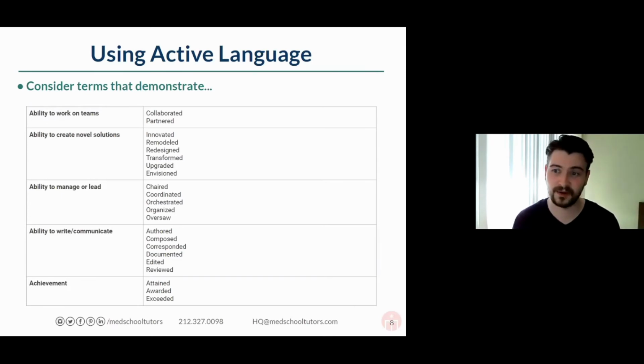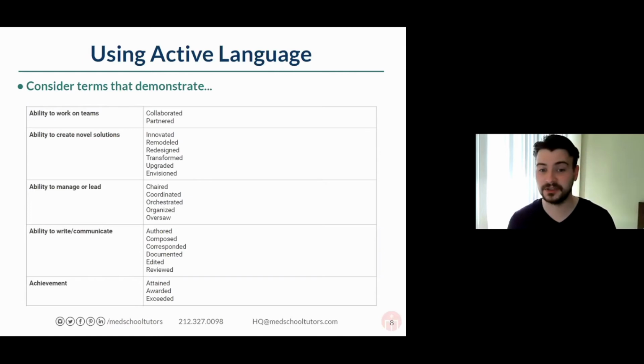In terms of thinking about novel solutions, I think sometimes this can be a difficult thing to capture. And so these verbs are super helpful. Things like that someone innovated a new system or remodeled the design or redesigned the plan, transformed, upgraded, if it's something where the work you did really improved the quality of what was being done previously, or envisioned. And I think terms like envisioned can even suggest that beyond just enacting what was done, you were the mind that created the plan.